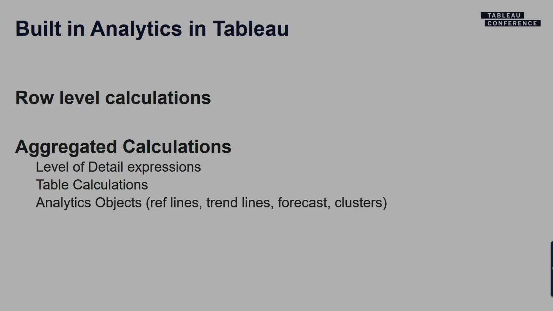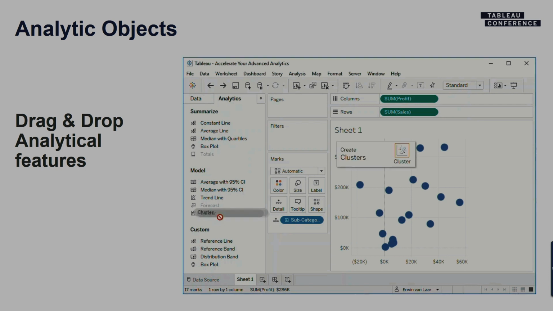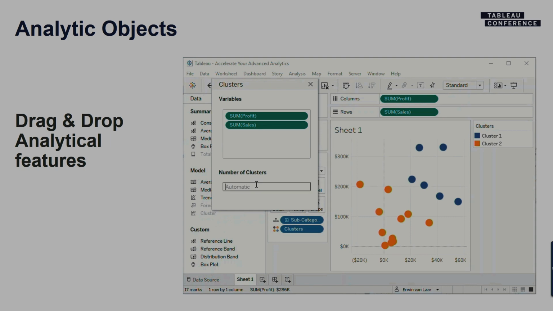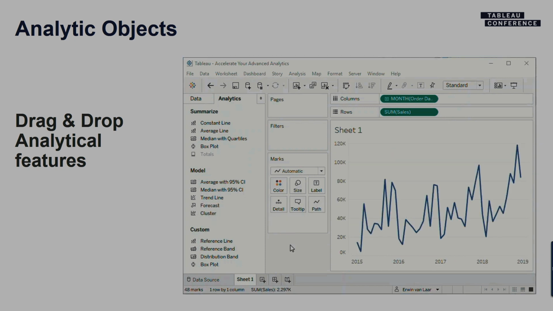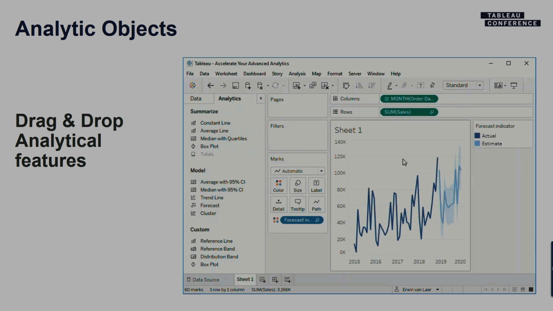Now we already have, of course, analytics objects, looking at reference lines, trend lines, and things like clustering and forecasting. We can grab clusters, drop it onto the view, and Tableau will run a k-means clustering and give us the optimum number of clusters. We can still force it to make 3 or maybe even 4 clusters, or personalize that a little bit, but there's already a drag and drop feature allowing our end users, without coding and scripting, to interact with advanced analytics. And the same goes for forecasting. You grab forecast, drop it onto your view, and Tableau will run an exponential smoothing algorithm, picking the right model and giving you a seasonal pattern.